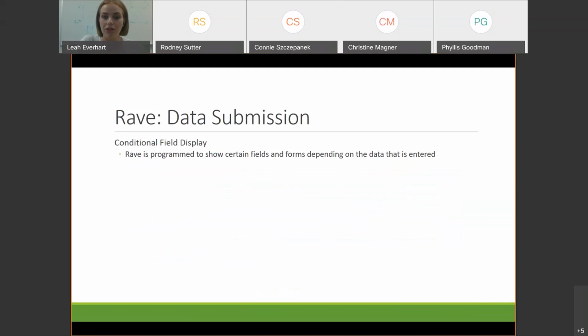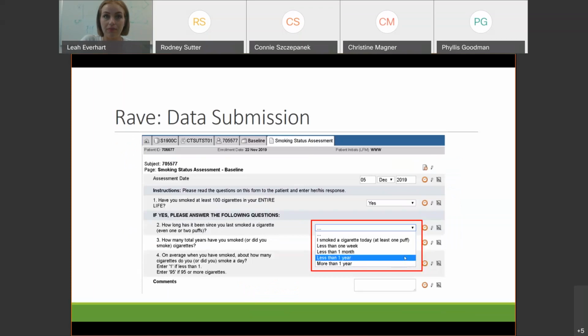And as mentioned earlier, RAVE can be programmed to only show certain fields and forms depending on what data is entered. So let's take a look at that. Next slide. So in this example, depending on the answer selected from the drop-down box, additional follow-up questions will generate below this question after the form is saved. In this case, we've selected less than 1 year for this question. Next slide.